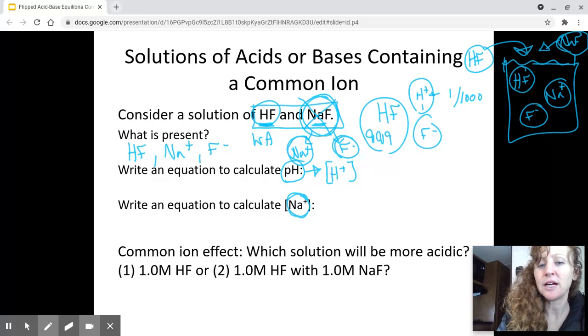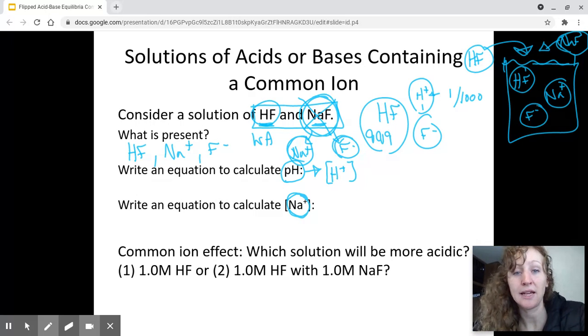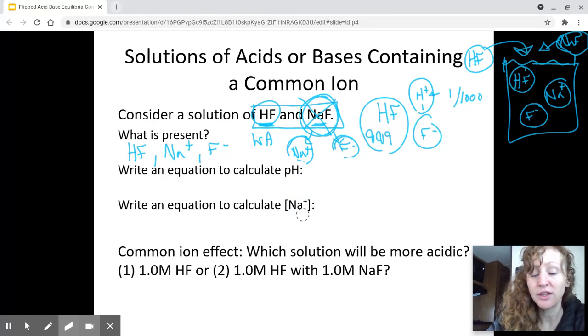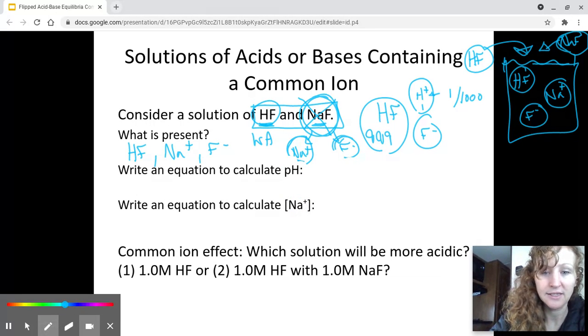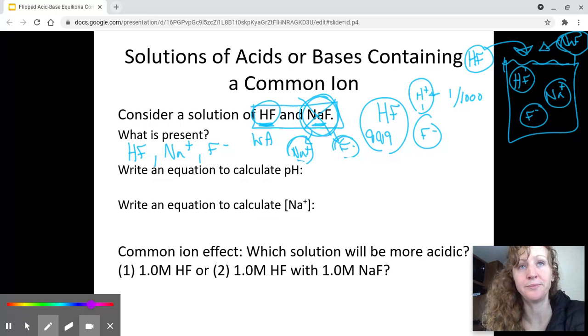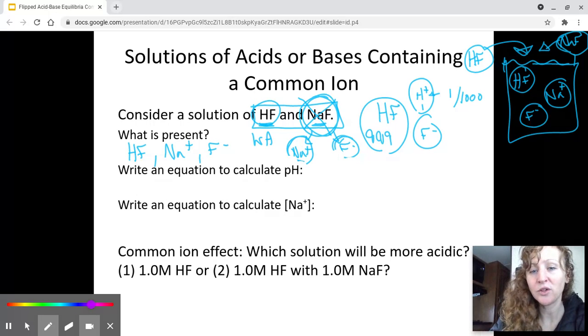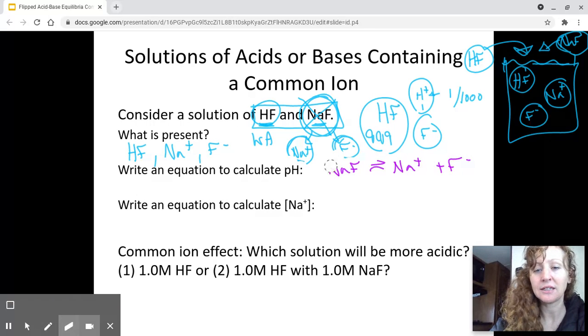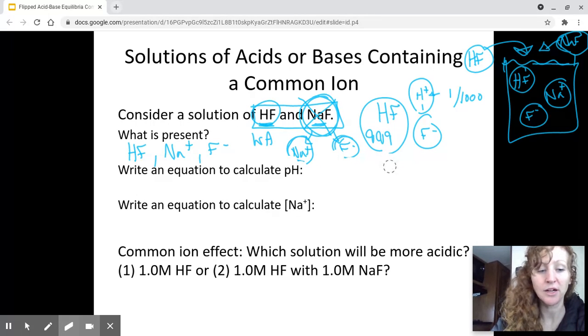Okay, now let's look at a couple different things they could ask us to do. So first of all, they could ask us to calculate pH. So if we're going to calculate pH, the thing we really care about is H plus. So we need to write an equation that's going to end up resulting in us being able to calculate an amount of H plus. So if I use NaF, right, NaF dissociating is not going to give me any H plus. So that's not what I want to start with. What I want to start with is my other compound.